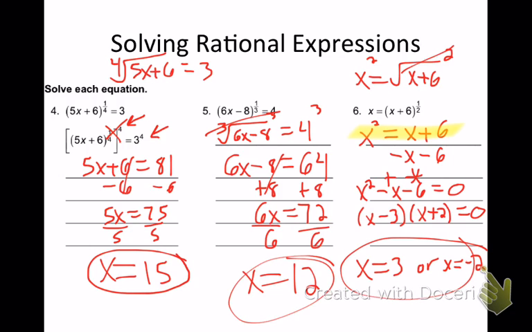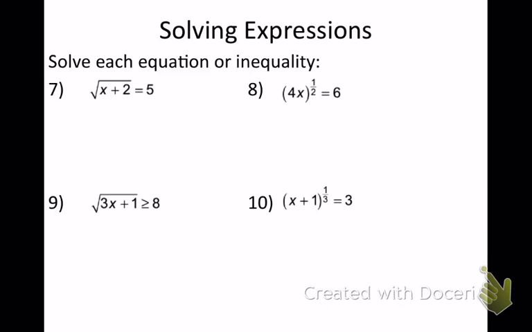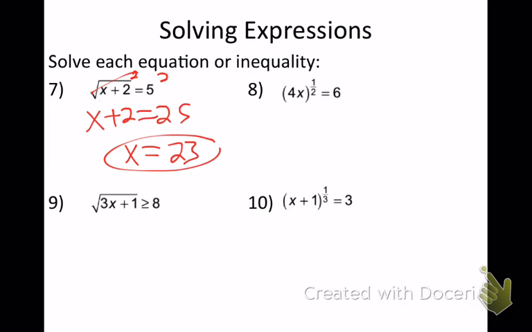Good work. Take a couple seconds to try these last 4 on your own. Number 7, walk me through it. Jace, what'd you do first? I squared it. So those cancel out. You get x plus 2 equals 25, is that right? Yeah. So what's x going to have to equal? X equals 23. Nice job.